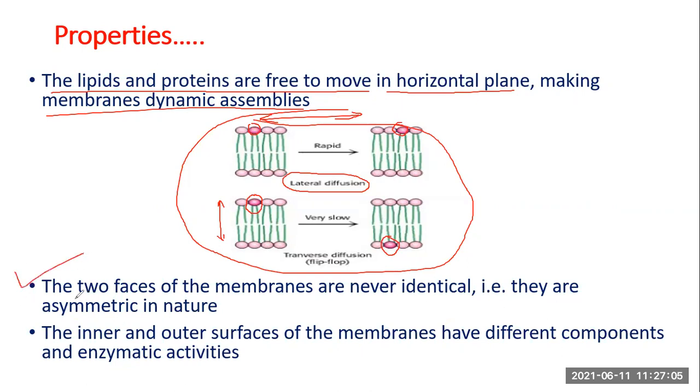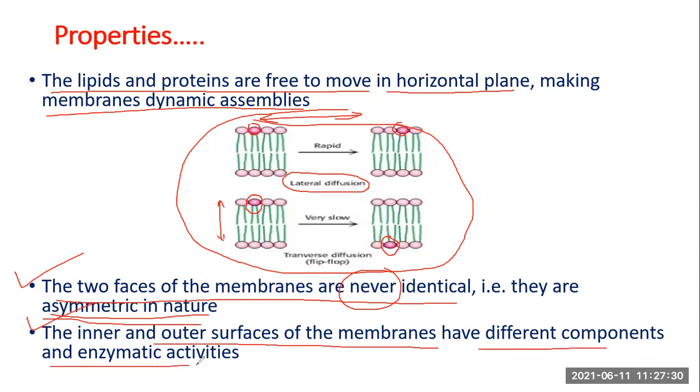Another property is that the two faces of the membrane, and I told you earlier also, are never identical. All biological membranes, I am using the word never, there is no exception also. So all biological membranes are asymmetric in nature. The two faces of the membrane are going to be different. The inner and outer surfaces of the membranes have different components and enzymatic activities.